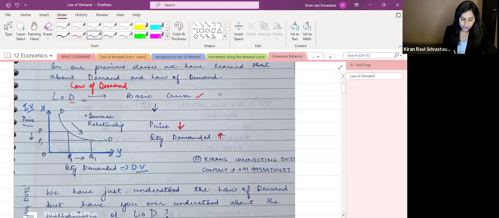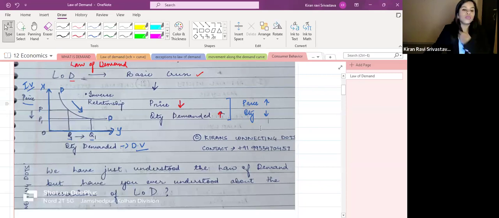DD is your demand curve, and it is a downward sloping curve because price and quantity demanded have an inverse relationship. That means when price goes down, quantity demanded rises, and when price rises, quantity demanded decreases. Whenever you have an inverse relationship in economics, the curves will be downward sloping.